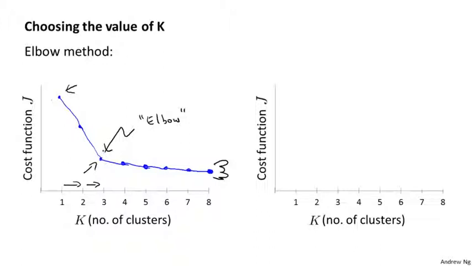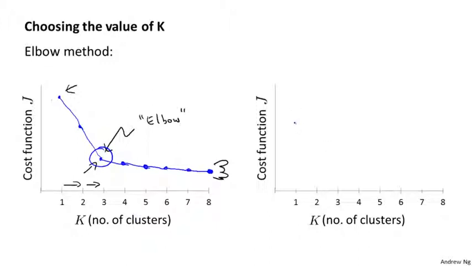Then it looks like maybe using 3 clusters is the right number of clusters, because that's the elbow of this curve, right? The distortion goes down rapidly until k equals 3, then it goes down very slowly after that, so let's pick k equals 3. If you apply the elbow method and you get a plot that actually looks like this, then that's pretty good, and this would be a reasonable way of choosing the number of clusters.